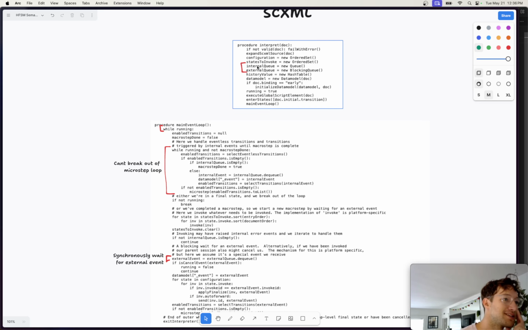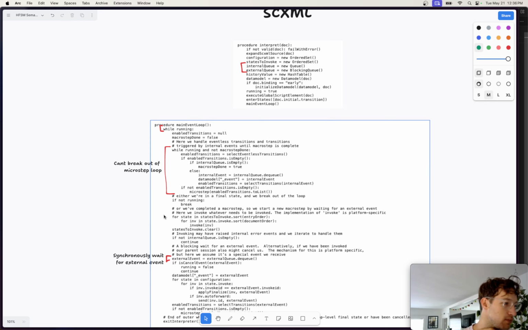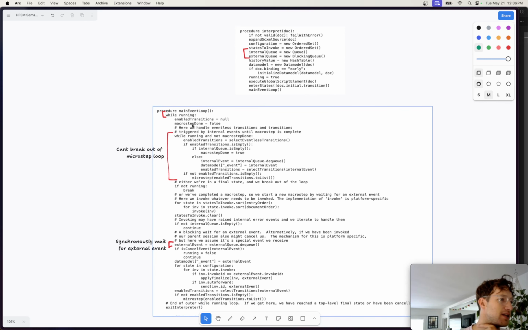The most important things at the moment are the internal queue and the external queue. So there's essentially two different queues that the Statechart has. And that manifests itself in the main event loop as nested while loops. So this outer nested while loop is essentially continuing to loop until the Statechart is stopped or canceled or whatever, and it's processing external events off the event queue.